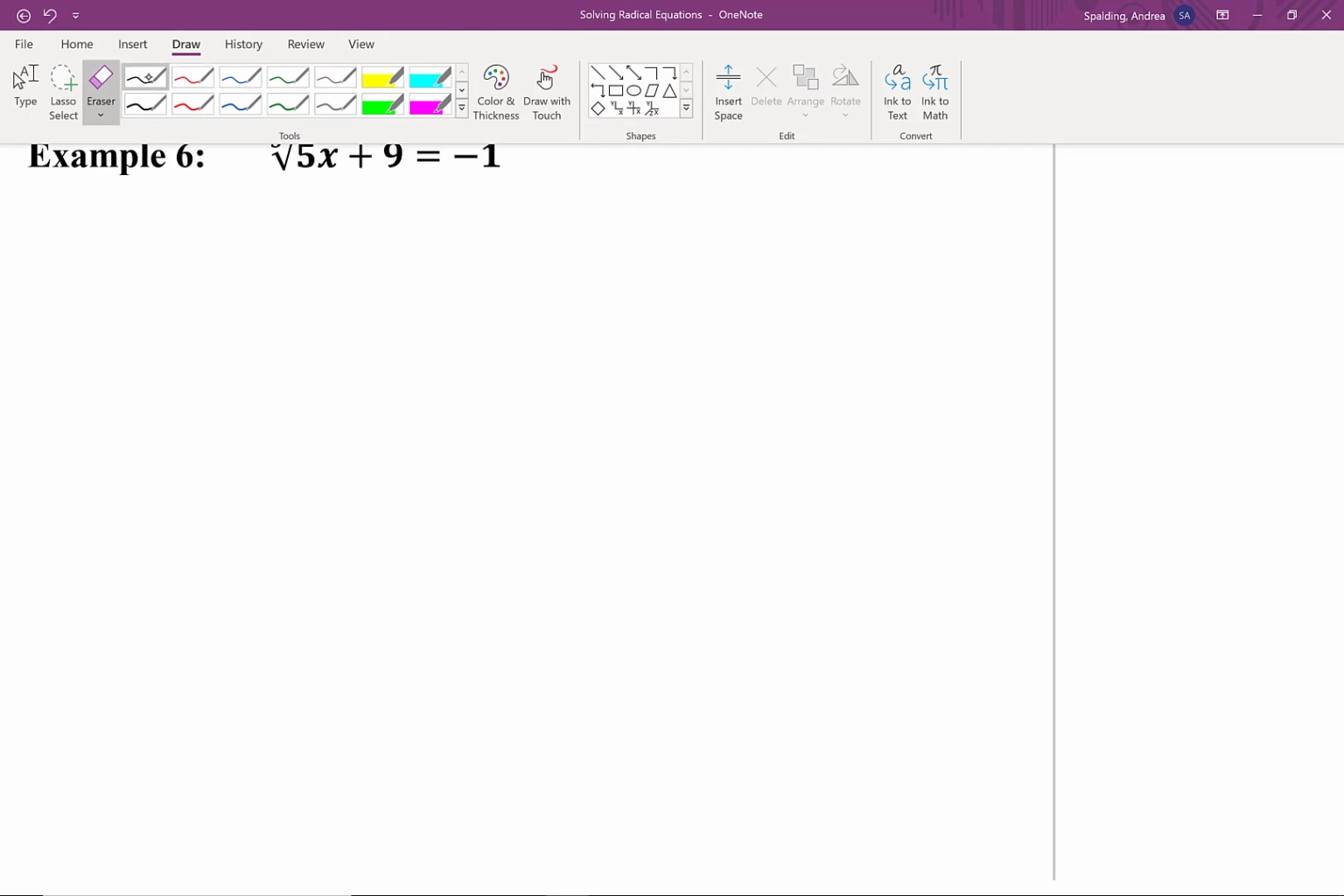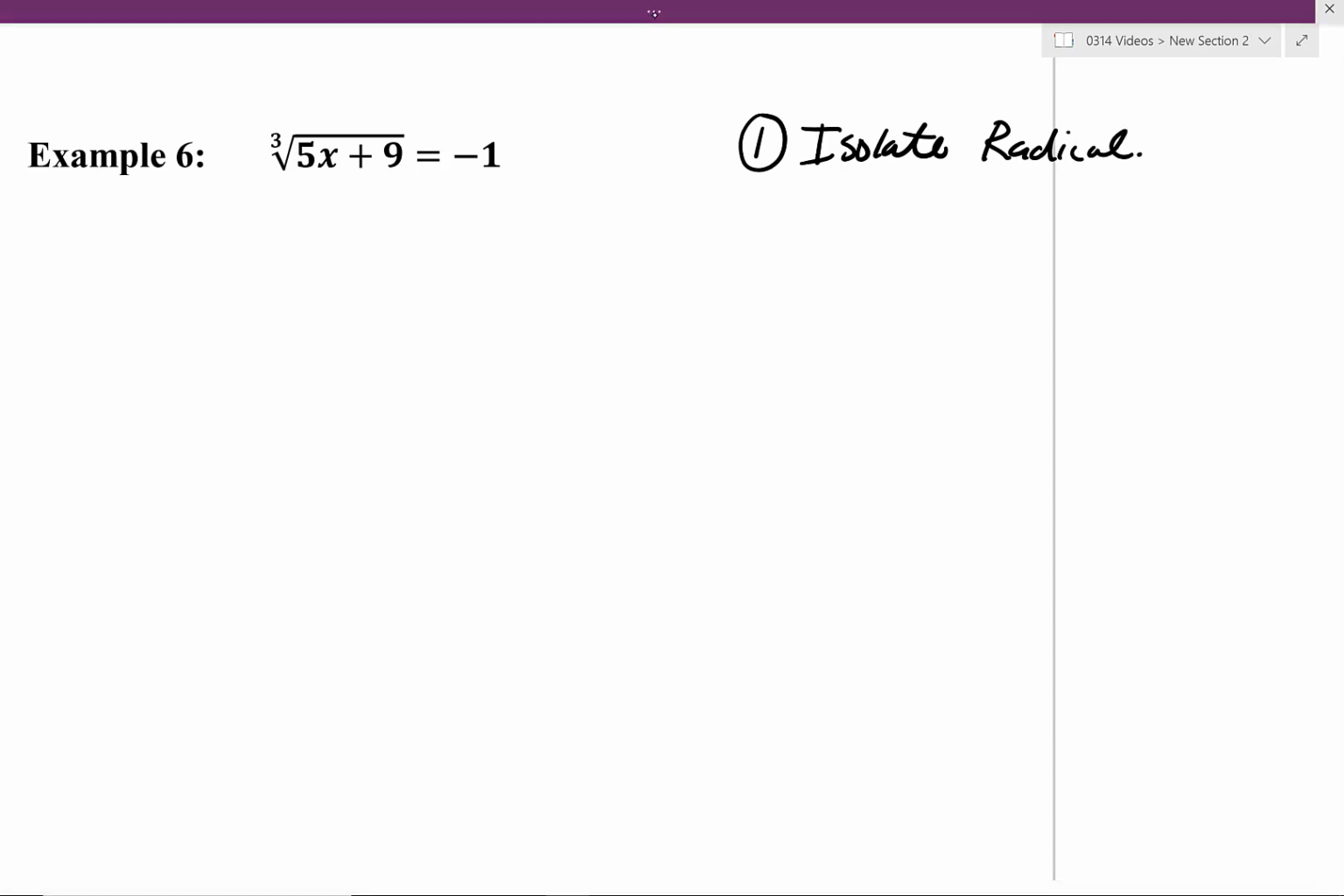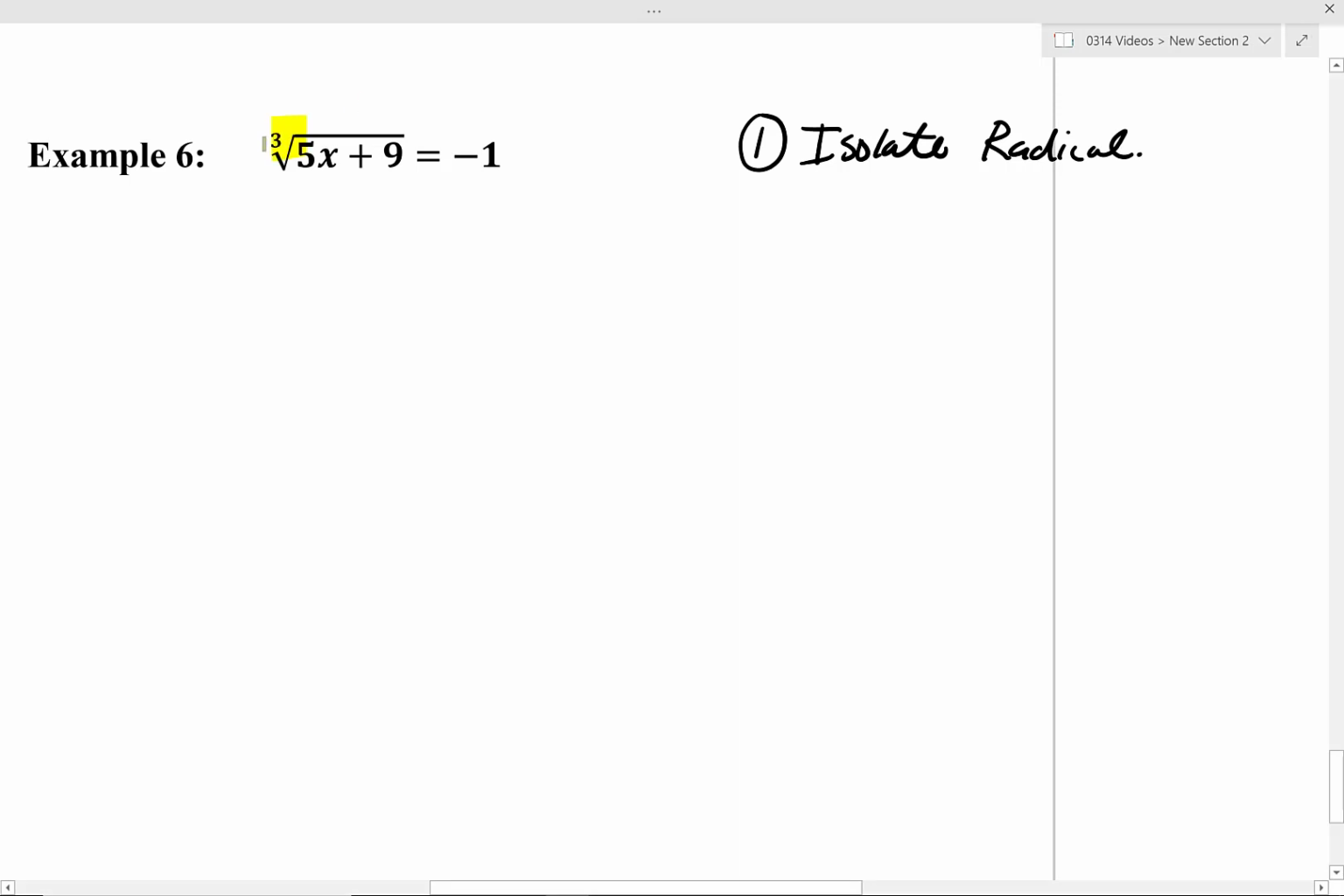Alright, now let's look at our last example of solving radical equations. Step 1. For solving a radical equation, we want to isolate the radical. So we want to get the radical and what's underneath it by itself on one side. So here we have the cube root of 5x plus 9, and there's nothing behind it or in front of it on that left-hand side. So the radical is already isolated.